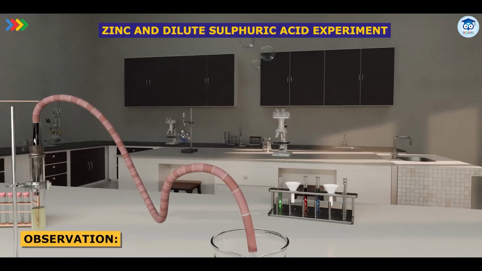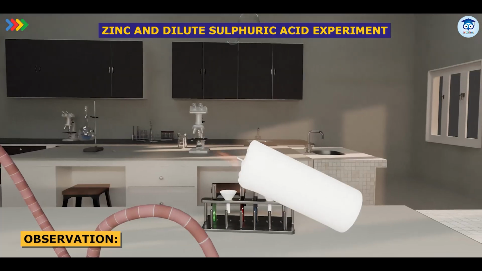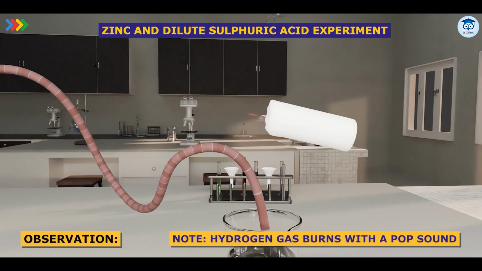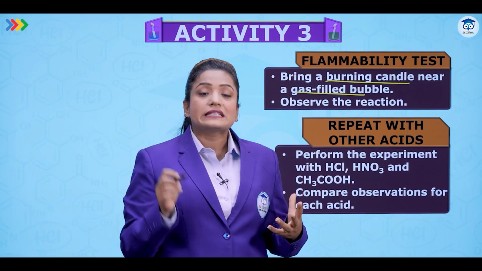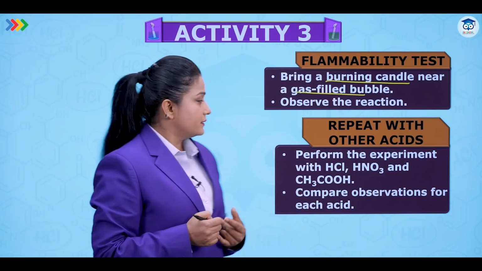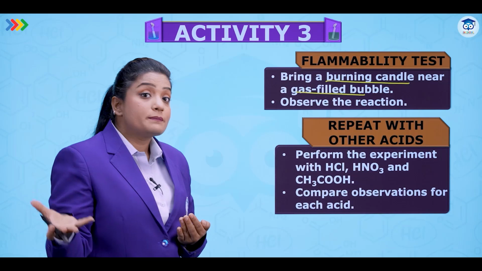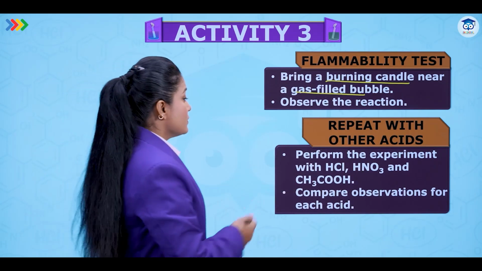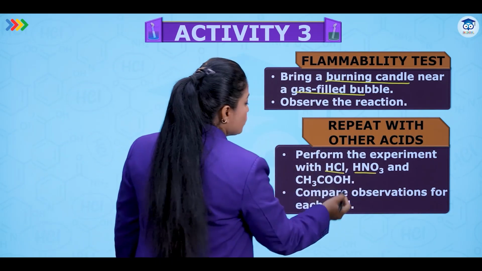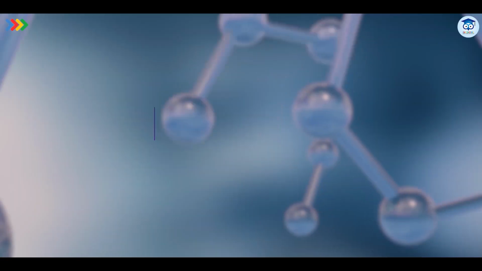Then we'll bring a burning candle near the gas filled bubble. We are going to observe that there will be a pop sound. That pop sound is a characteristic test to identify that yes, hydrogen gas is released. So we can repeat this particular experiment with other acids also, like HCl, HNO3, acetic acid, and compare the observations.